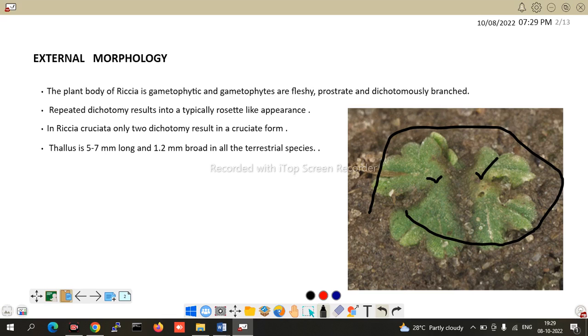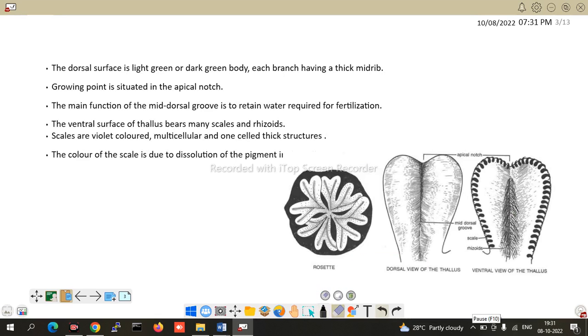The thallus is 5 to 7 mm long and 1.2 mm broad in the terrestrial species. There are also some aquatic species, for example Riccia fluitans, which is aquatic in nature. Otherwise, most Riccia are bryophytes, meaning these are land plants. The dorsal surface is light to dark green in color and it has a thick midrib.